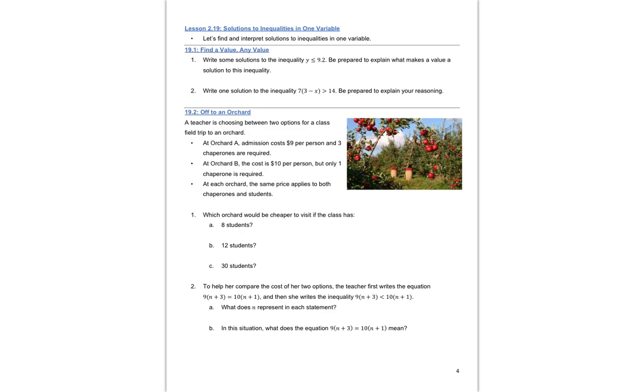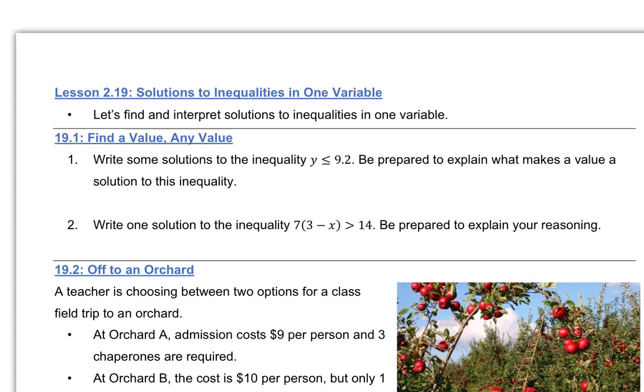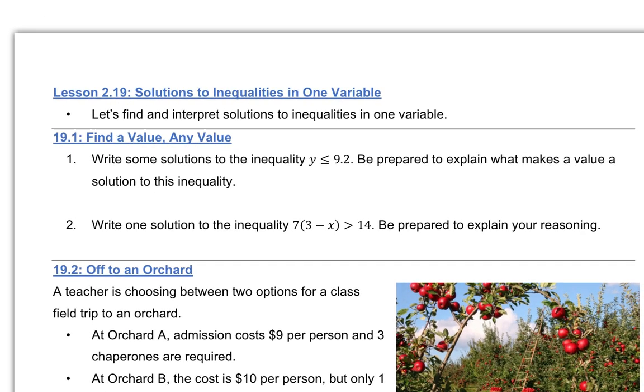Today we're going to be doing lesson 19, which is on page 4 in your note packet. So we're going to start with writing some solutions to the inequality y is less than or equal to 9.2. So go through number 1 with your group and then check your work with the video.